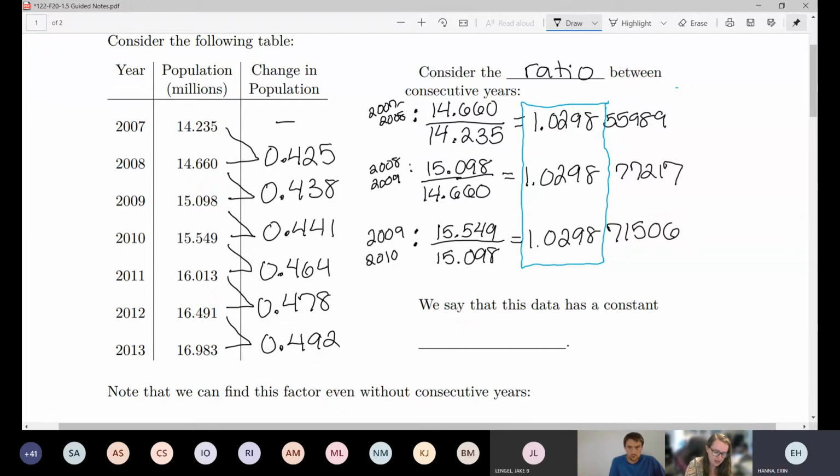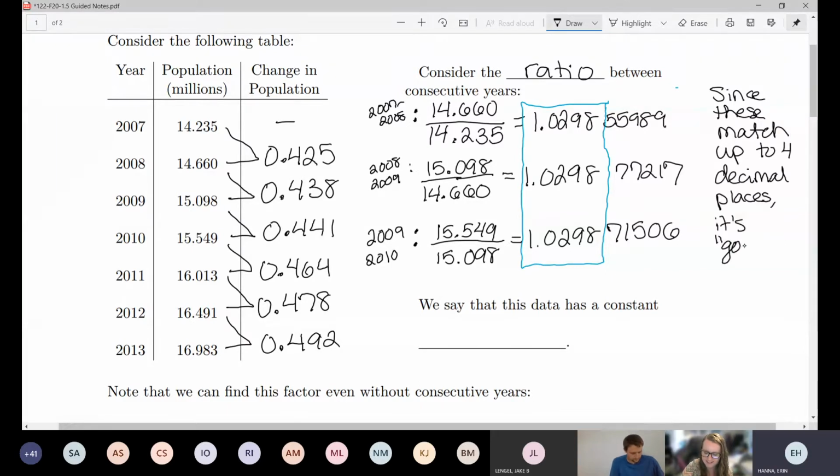But essentially what's happening is between all of these years, if we go from one year to the next, if I take the earlier population and multiply it by 1.0298, I'm going to get approximately the next population. So essentially, to get from one y value to the next one, we're multiplying by this number. And again, I know these are all slightly different, but since these match up to 4 decimal places, we're going to say it's good enough.